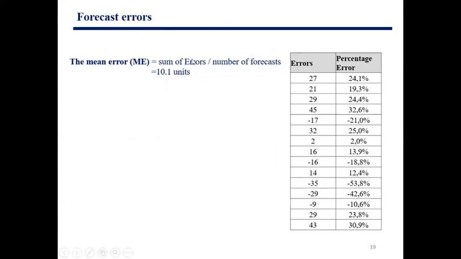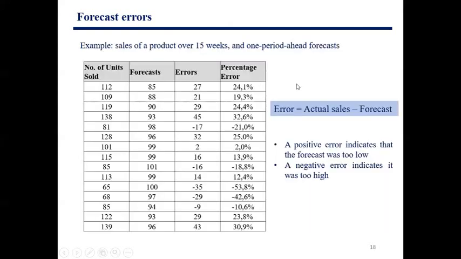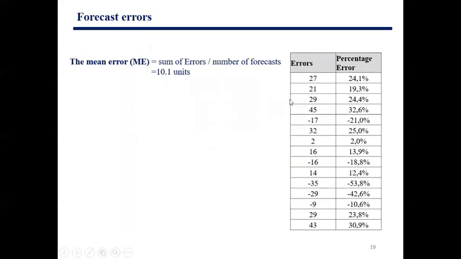So what's the mean error? The mean error is just the average of the errors. So it's the sum of errors divided by the number of forecasts. It means 15, and here we have 10.1 units. So how to read this data? You remember that we said when the error is positive, it indicates that our forecast is too low. So here on average, our error is 10.1 units, which means that on average we are 10.1 units lower than the actual sales. So this is something we have to improve.